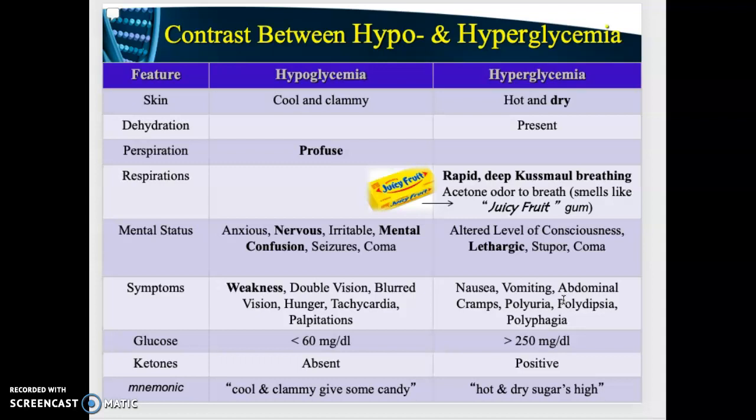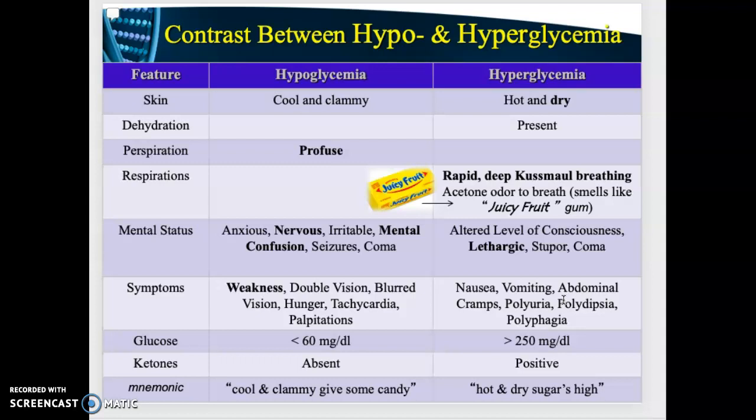They're going to have what we call Kussmaul respirations. And remember when we talked about acid-base balance, and we talked about how the lungs can help regulate acid-base balance, and how they do this is by blowing off CO2. And so when they become acidotic, this person will increase the rate and depth of respirations, and they're going to blow off the acid. And their breath is going to smell like juicy fruit gum, and they're going to have the acetone odor to their breath.